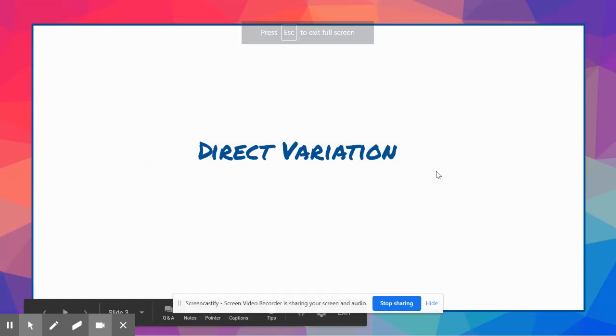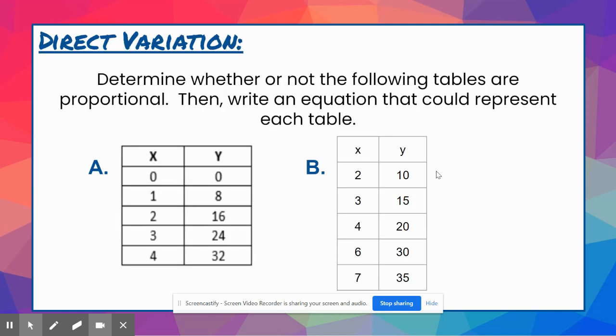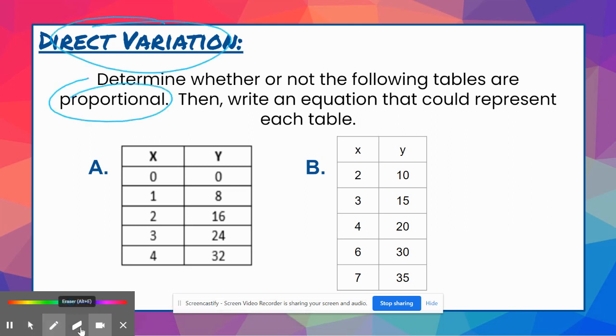All right, so this is a quick video on direct variation. We have our goal and our essential question. So direct variation determines whether or not the following tables are proportional. Another word for direct variation is the word proportional. So that's very important that we understand that when you see the word direct variation, that basically means that this is proportional.